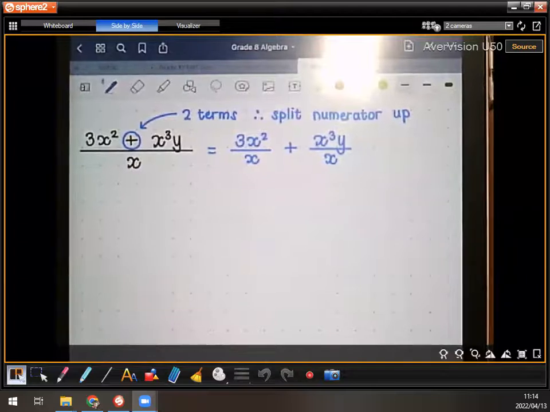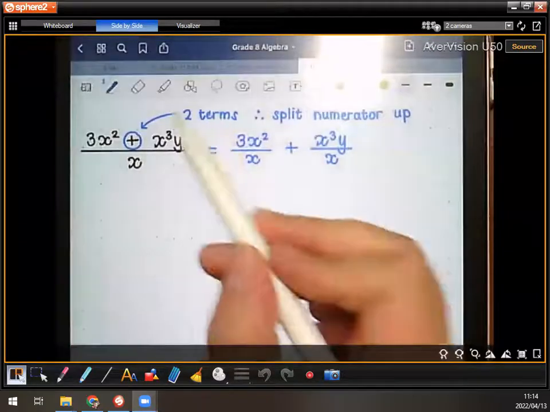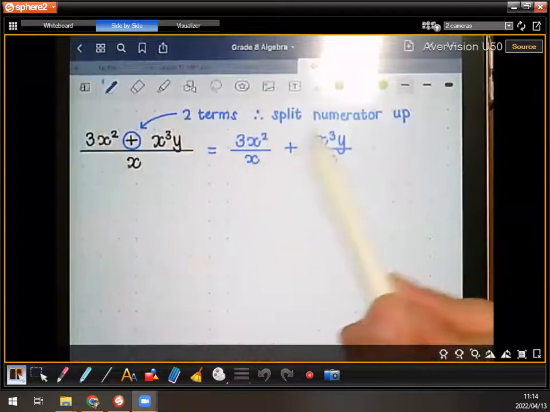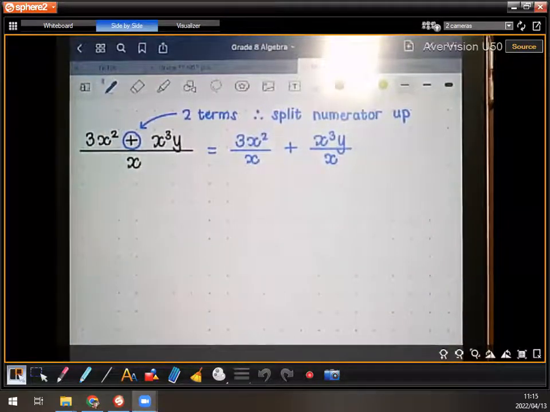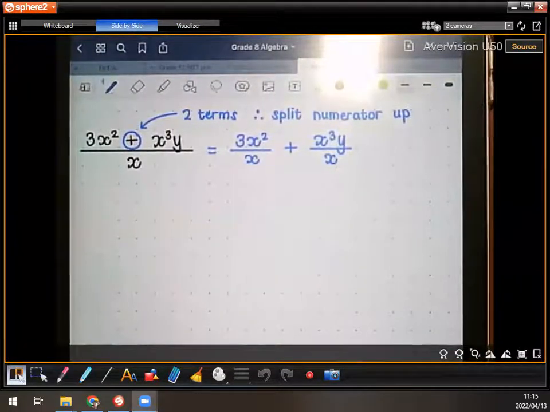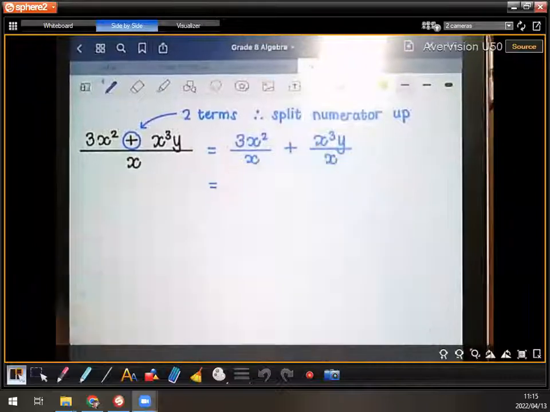Now I've given you one fraction. And in order to simplify this, in order to actually divide this, you need to split it up into the separate terms all over the same denominator. So that's what you're always going to have to do. And guys, now we're going to calculate each one separately. So let's see if we can use that rule.